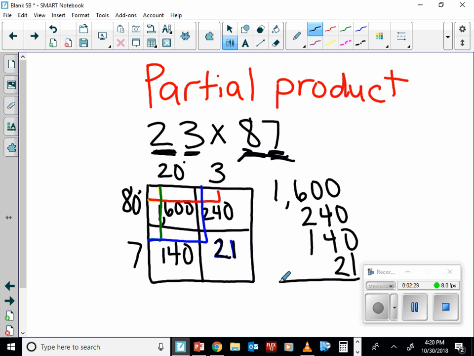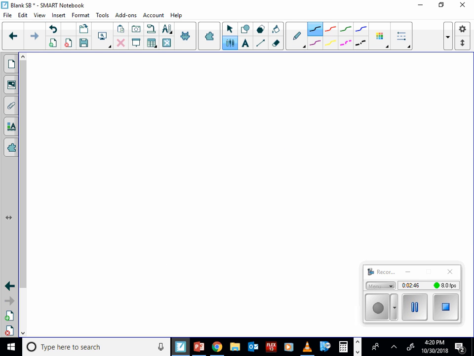Okay, we're going to the side. Adding the columns gives us 2,001. So that means that our answer is 2,001. So that's what partial products looks like. I can show you another one real fast.